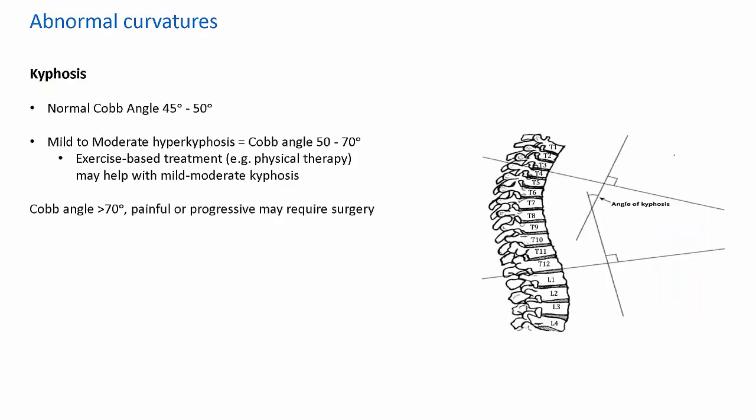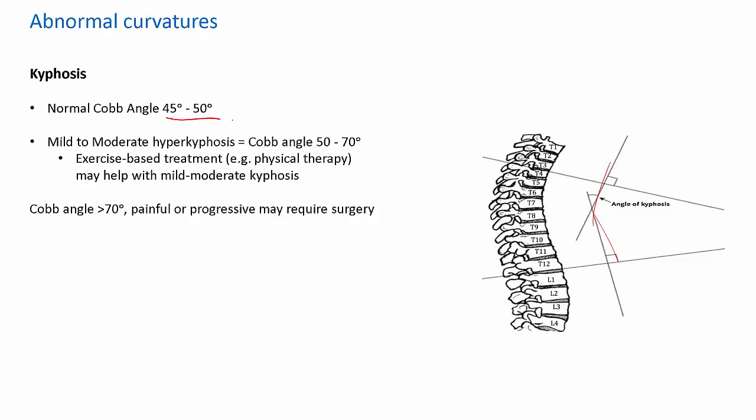Here we see kyphosis. Once again, we do want to keep in mind our normal Cobb angles, and we do have that natural kyphosis here. Typically, somewhere between 45 to 50 would be considered normal. If it goes beyond 45 to 50, then we have to start thinking about hyperkyphosis. How can we treat that, right?